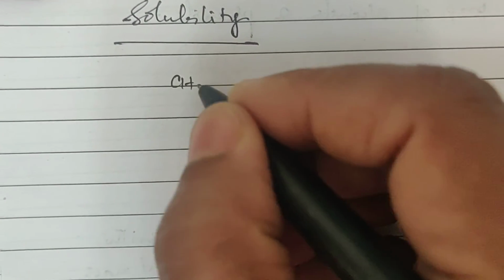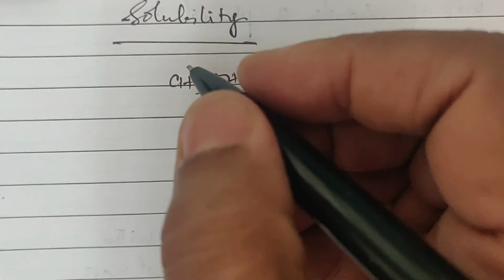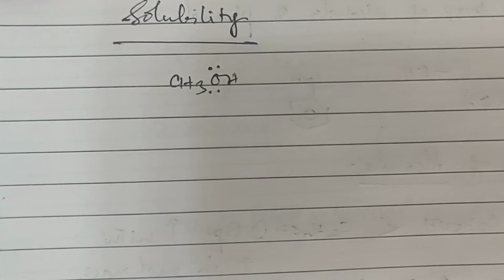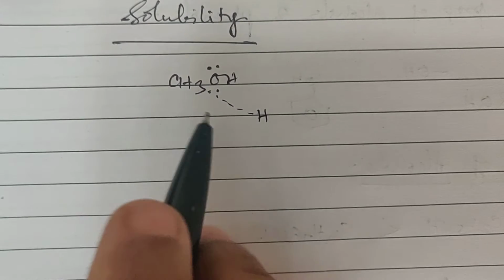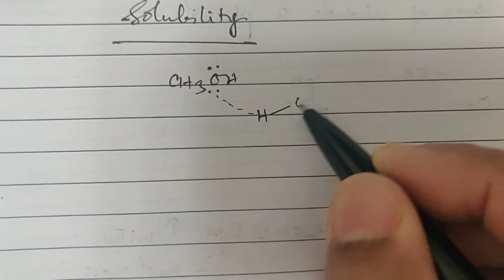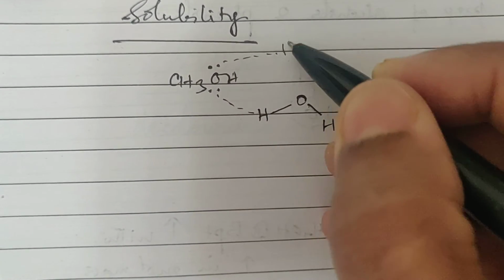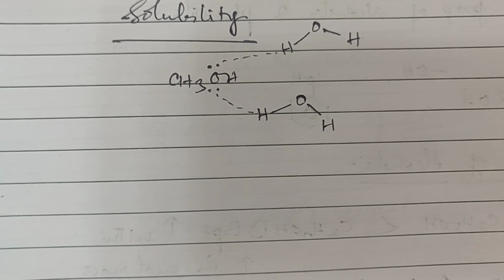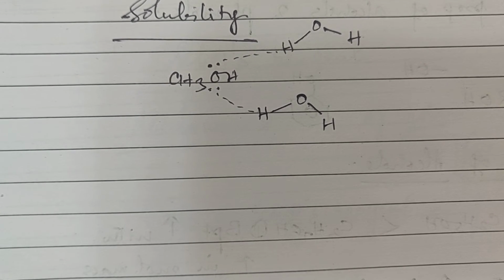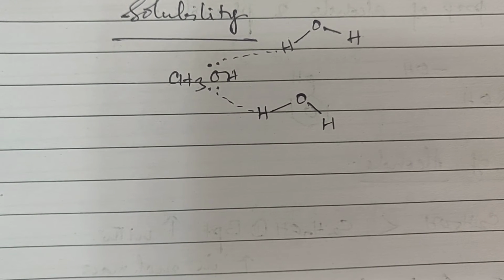Say for example, if I show you methanol, you can show the intermolecular hydrogen bonding through the lone pair of electrons on oxygen of alcohol with hydrogen of water. Same way the other lone pair can also be attached to another hydrogen of another water molecule. So this way it can be attached to different water molecules, and that is why the solubility of alcohol is more.